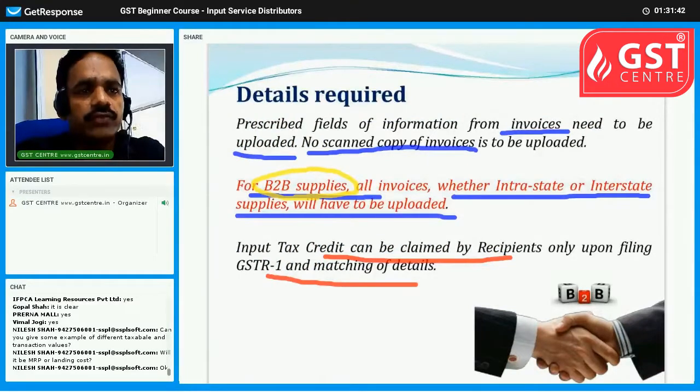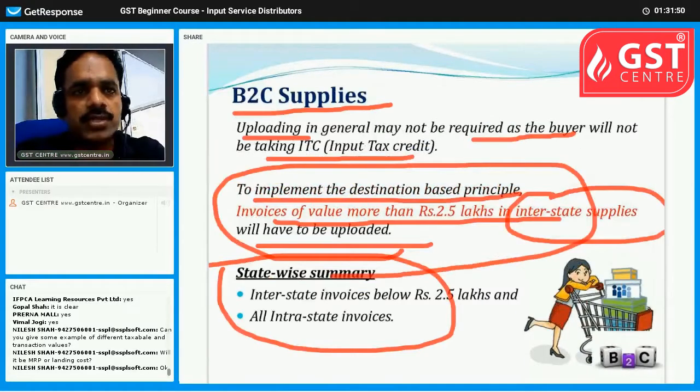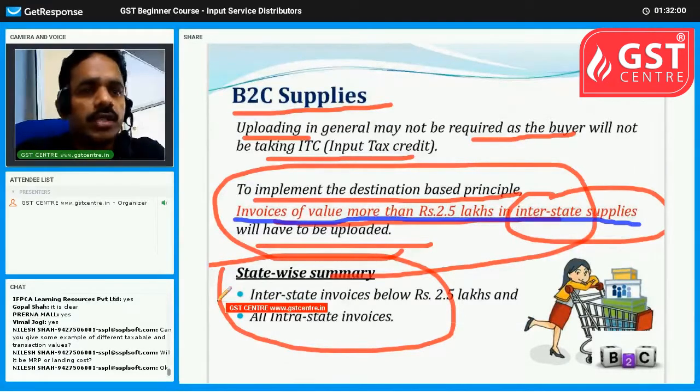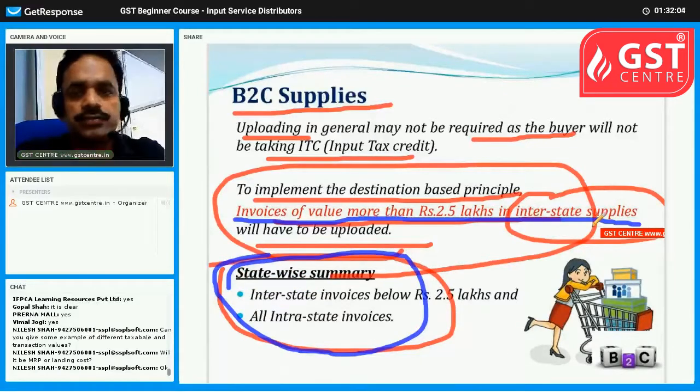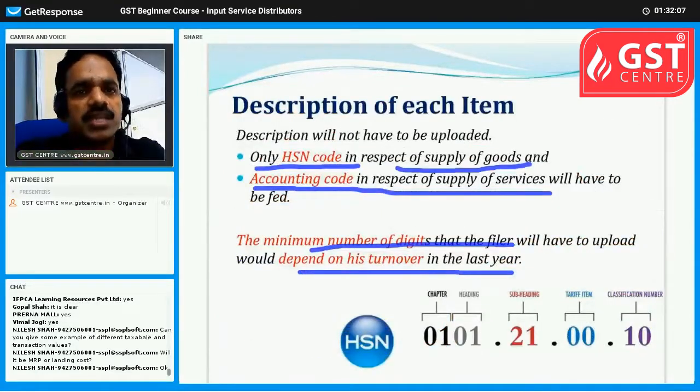Then various invoice details are required for B2B supplies. All invoices should be uploaded, meaning details should be uploaded for claiming input tax credit by the taxable persons. Then for B2C supplies, invoices of value more than 2.5 lakhs in interstate supplies should be uploaded, and there is a state-wise summary for the other transactions.